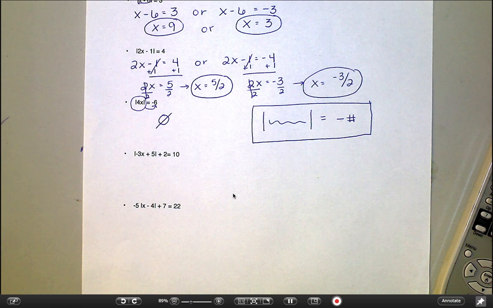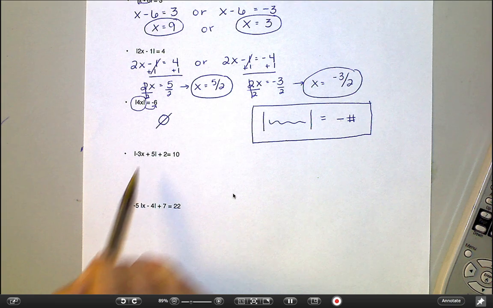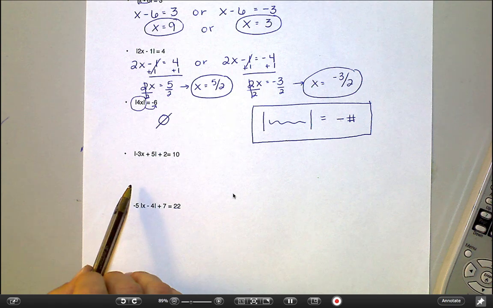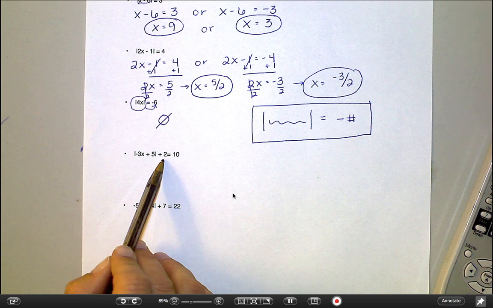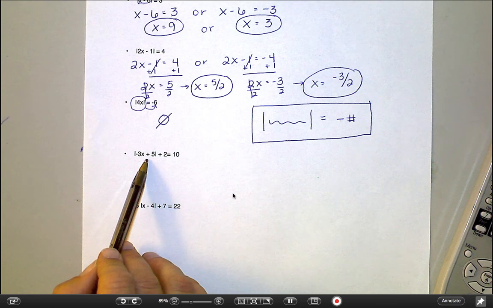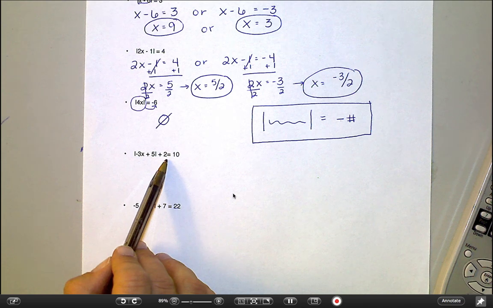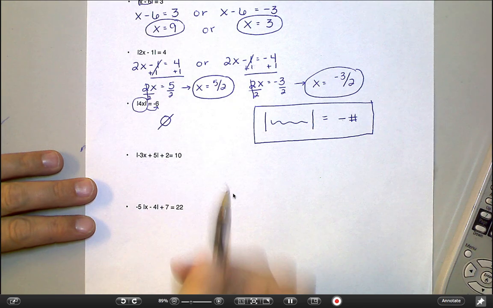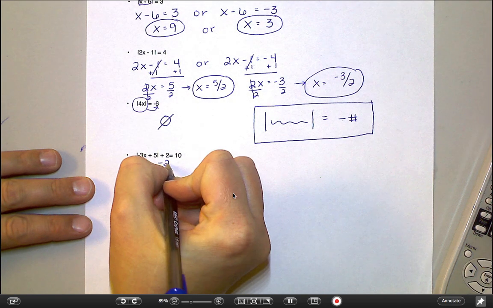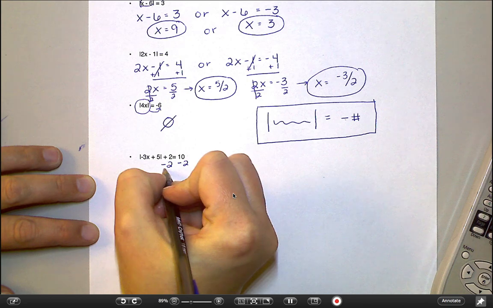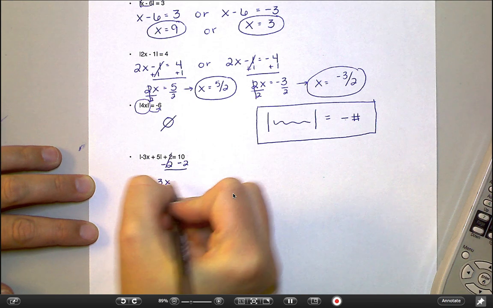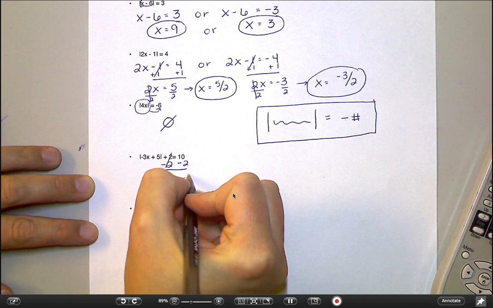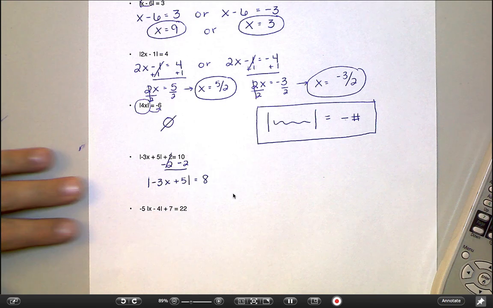Okay, so now if we look at number 4 here, with this one, before I can do any sort of splitting, any sort of equation solving, I need to get these absolute value brackets by themselves. And I can't combine the 5 and the 2 because the 5 is locked away inside the brackets and the 2 isn't. But what I can do is move the 2 to the other side. And I want to do that first before I do any sort of splitting. So absolute value of negative 3x plus 5 equals 8.